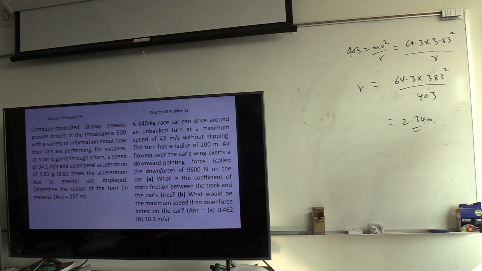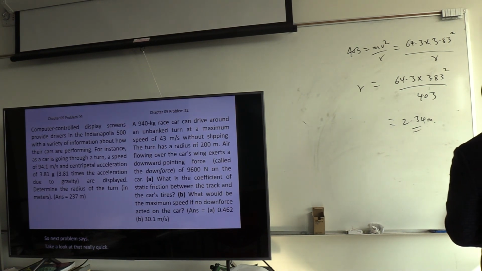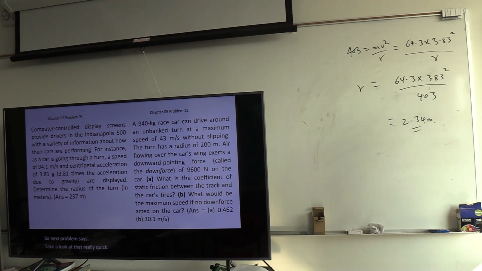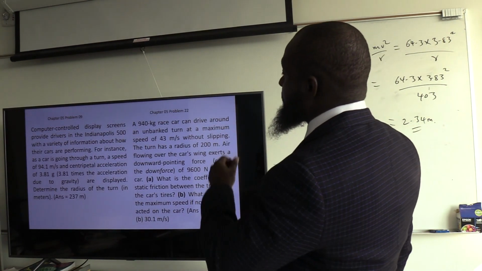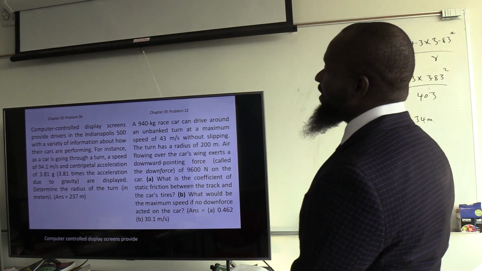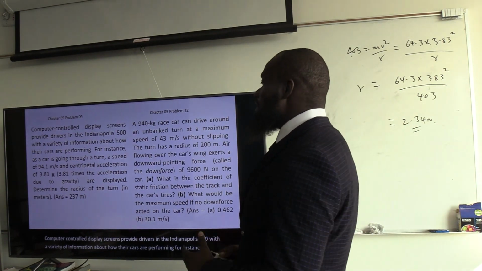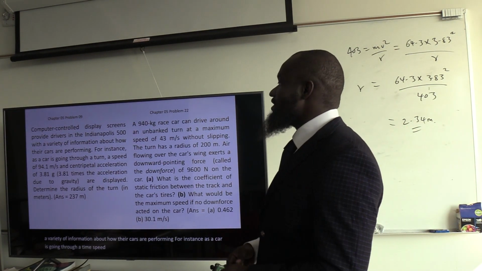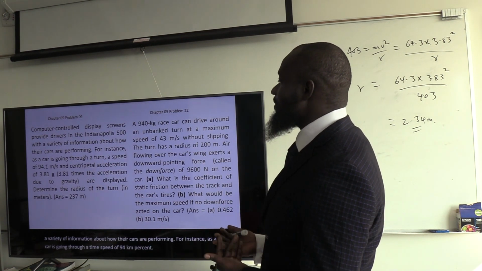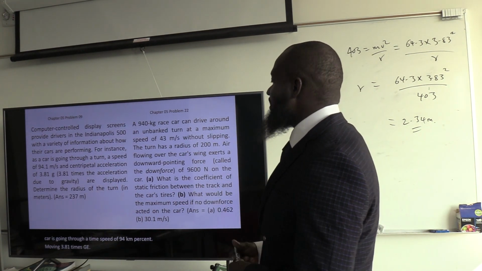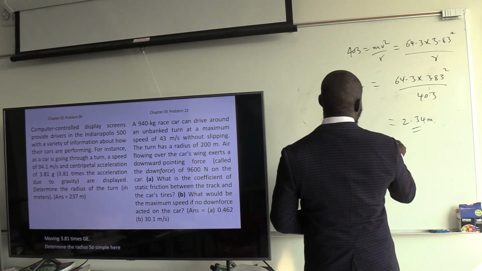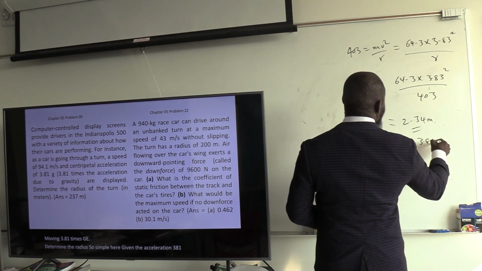So the next problem says, let's take a look at that really quick. Computer-controlled display screens provide drivers in the Indianapolis 500 with a variety of information about how their cars are performing. For instance, as a car is going through a turn, at a speed of 94.1 meters per second, the centripetal acceleration is given as 3.81 times g. Determine the radius. So it's simple. You're given the acceleration, 3.81 g. So that's 3.81 times 9.8.